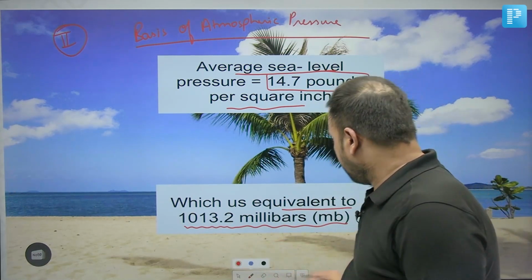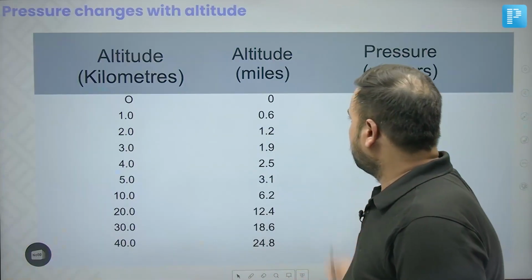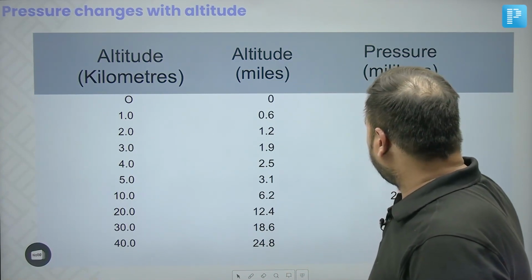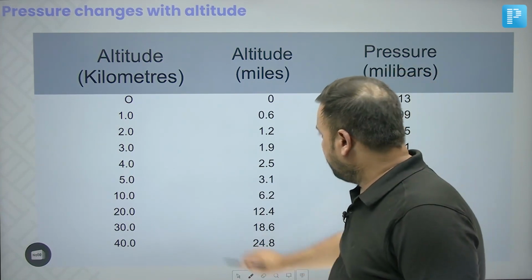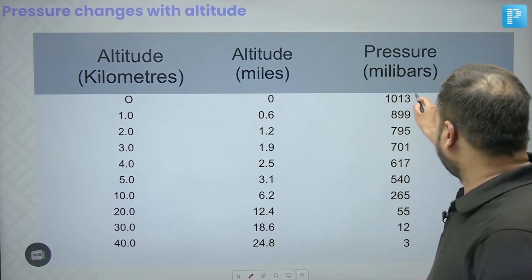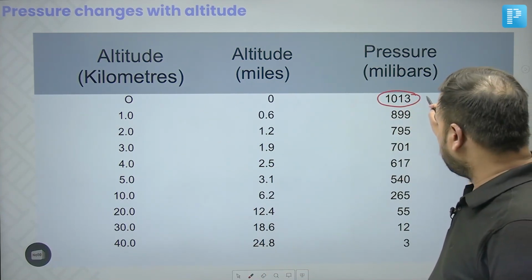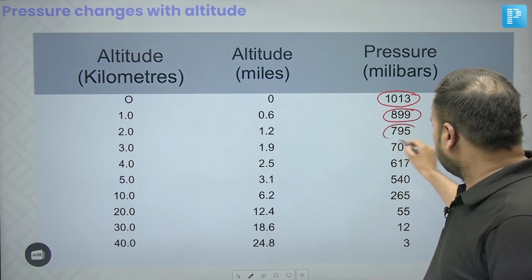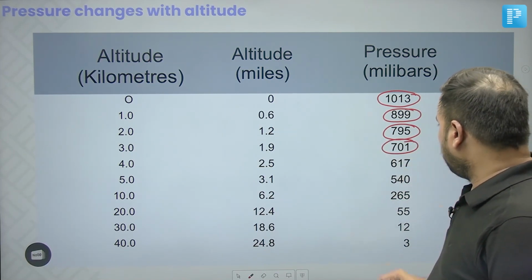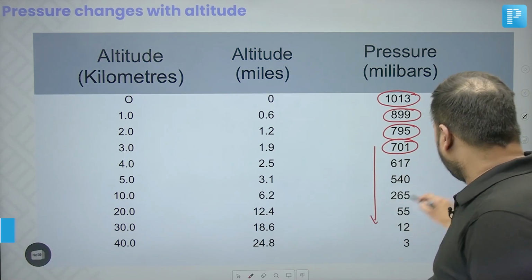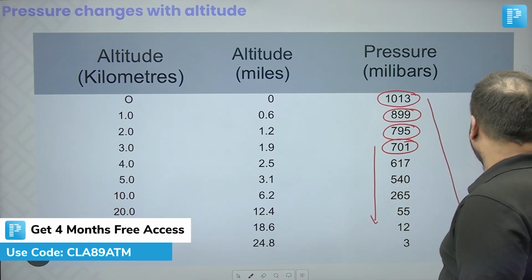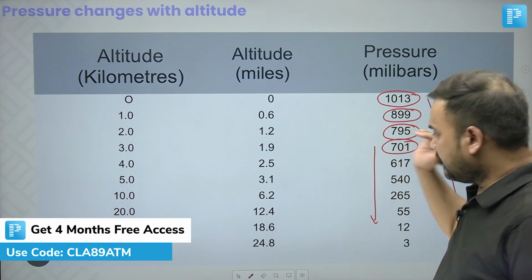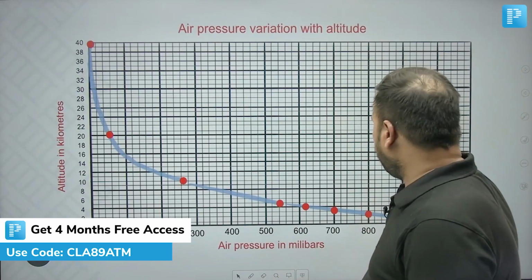Now if we go upwards from here, we will find that with altitude the atmospheric pressure declines. Can you see at 0 kilometers, that is the sea level, the atmospheric pressure is this much, 1013. But at 1 kilometer it becomes almost 900. Then at 2 kilometers you can see a further decline, at 3 kilometers a further decline, and so on. Very clearly the atmospheric pressure is declining very sharply as you move upwards in the atmosphere, and this can be displayed by this graph.